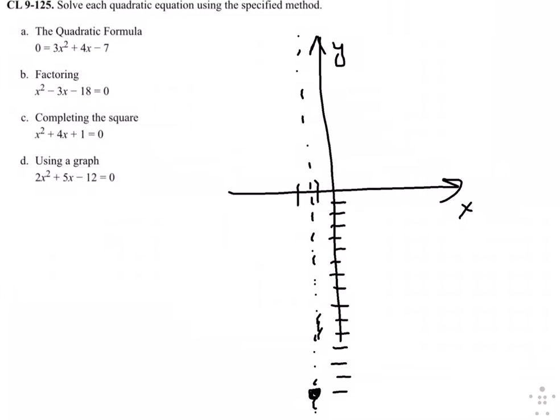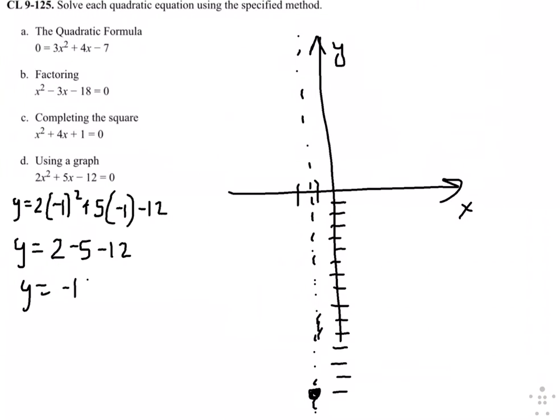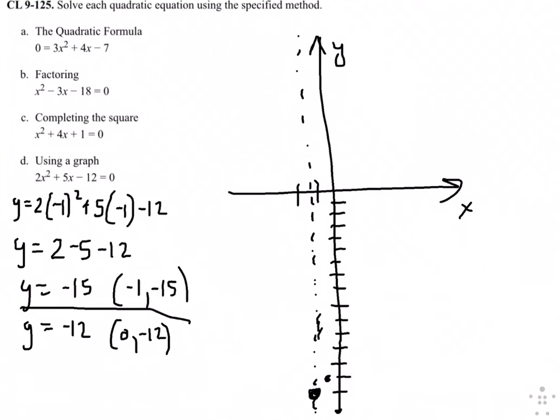So I'm going to put a negative 1 in, right? Because I want to know what it equals with negative 1. So y equals 2 times negative 1 squared plus 5 times negative 1 minus 12. Negative 1 squared is 1, 2 minus 5 minus 12. y equals negative 15. So there's a point, negative 1, negative 15, which is not super helpful. Which is here. Now let's put 0 in. y equals negative 12. So 0, negative 12. Okay.